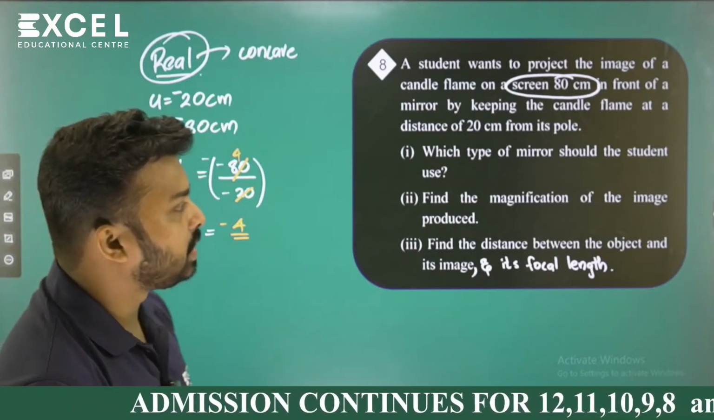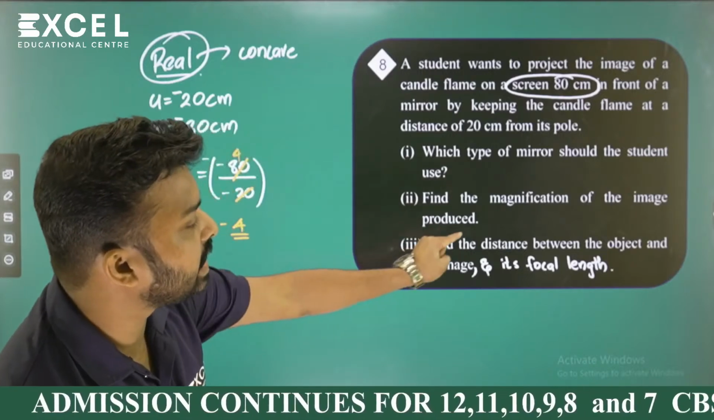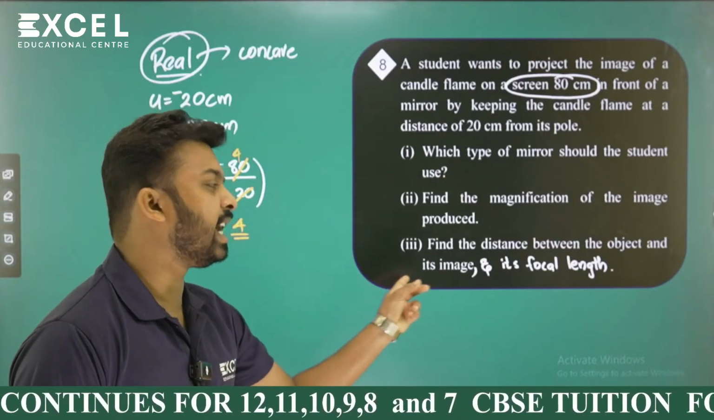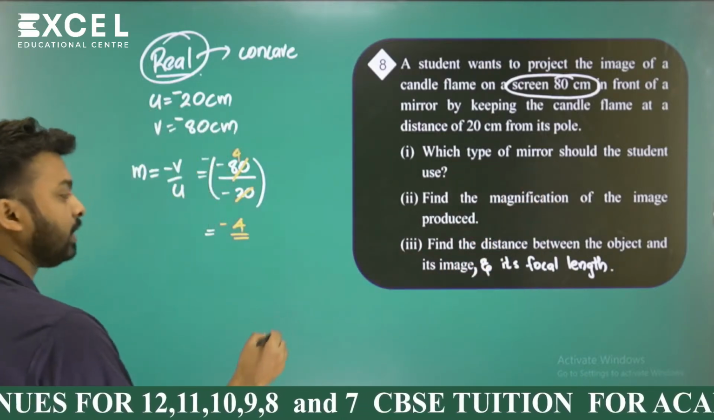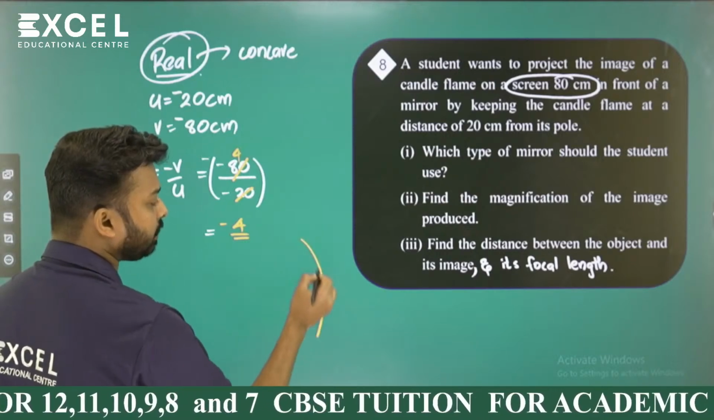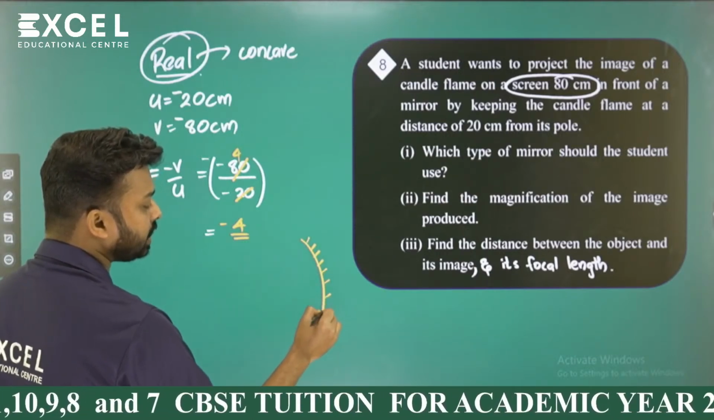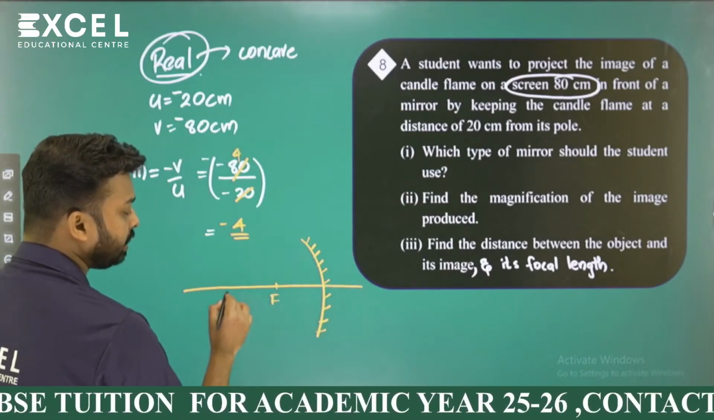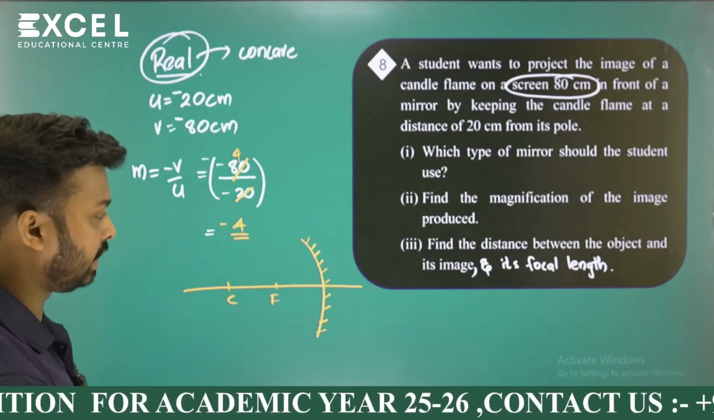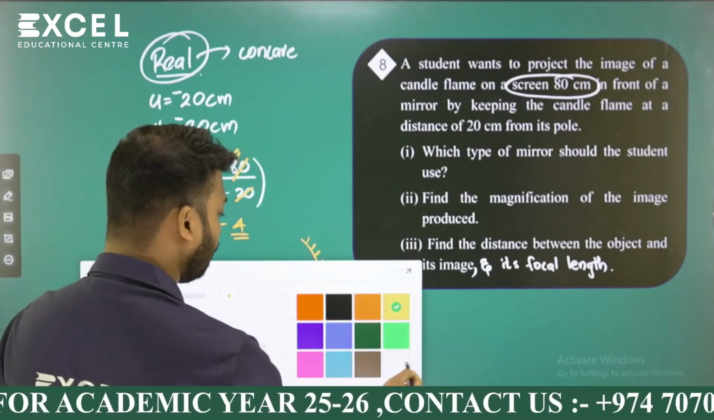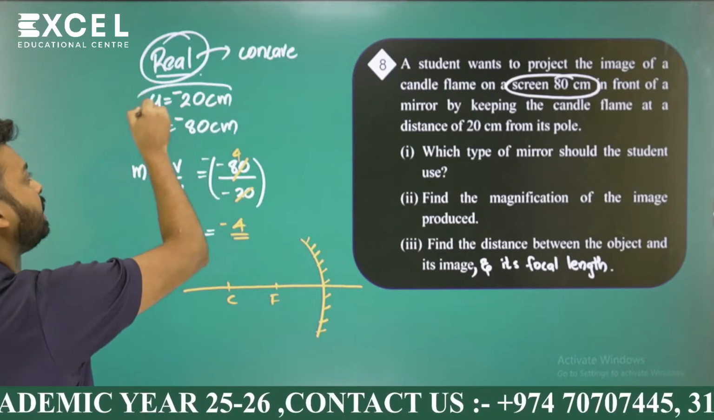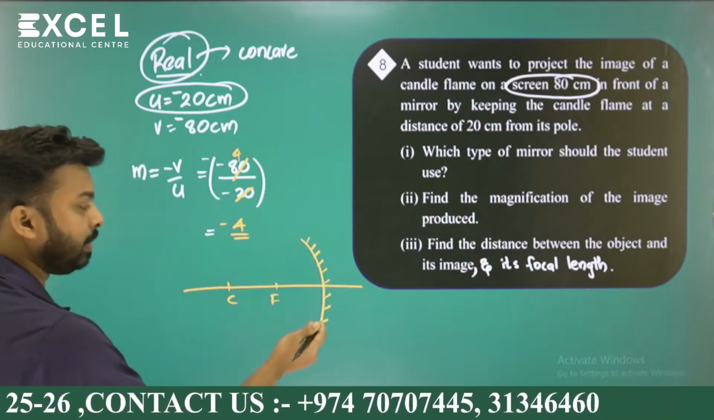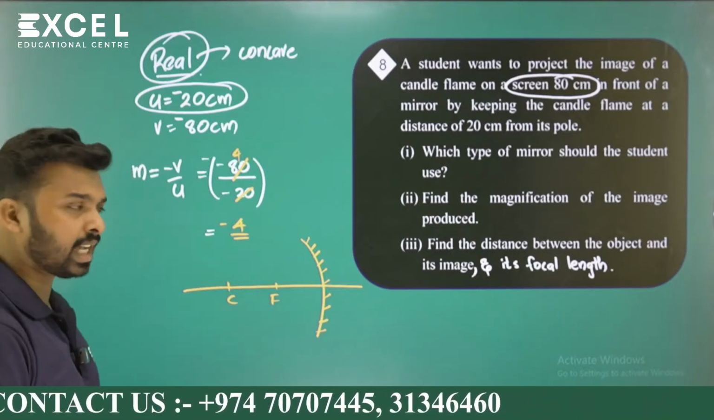Now what is to be found next? Find the distance between the object and its image, and its focal length. For that, I'm just drawing a simple picture of this concave mirror. This is the concave mirror, this is the focus F, and this is C, the center of curvature. The object is kept at minus 20 centimeter, and what is the focal length? I don't know. I have to find what F and C are.